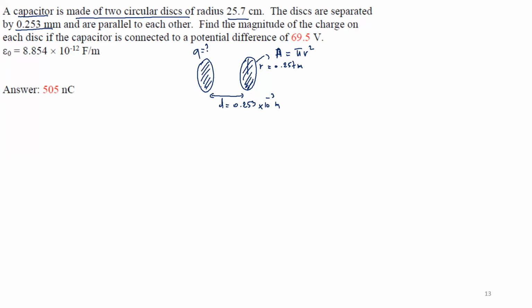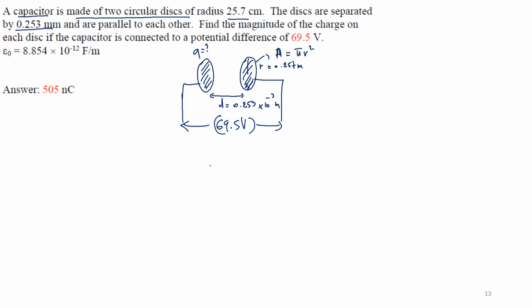If the potential difference between these two disks is 69.5 volts. So this is the potential difference between these two disks, 69.5 volts. There are many ways to solve this problem, but let's use one simple one.